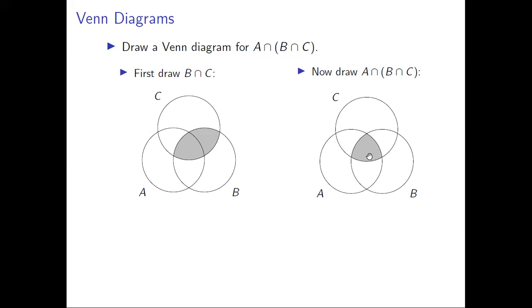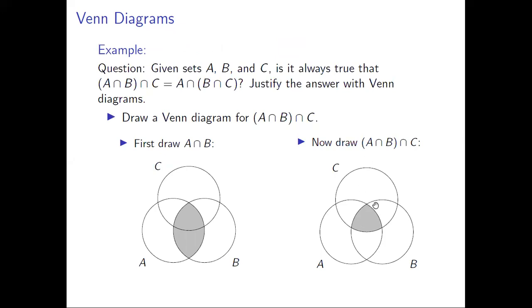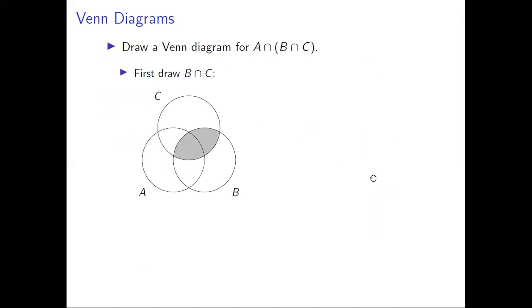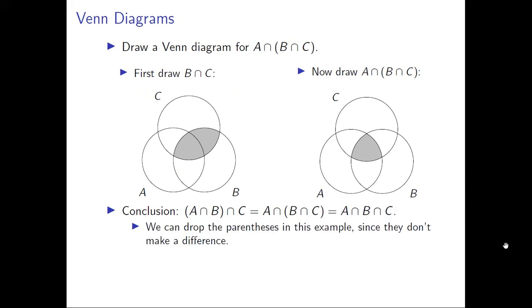Now, if we compare the drawings on this slide with the drawings on the previous slide, specifically the one on the right, we see that this drawing here on the right is equivalent to this drawing here on the right. The conclusion is that the intersection of A and B intersected with C is always equal to A intersected with the intersection of B and C. And because the parentheses, as we see in this example, don't make a difference, we can drop them in this particular example.